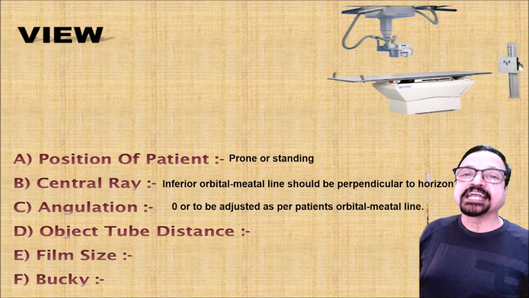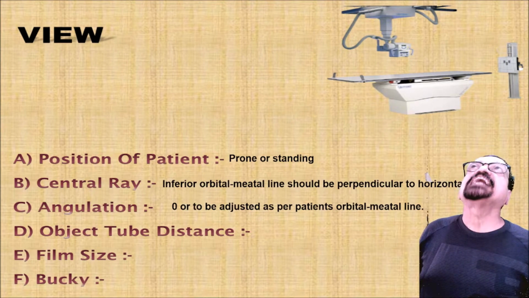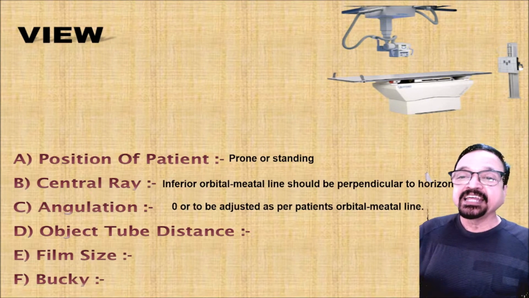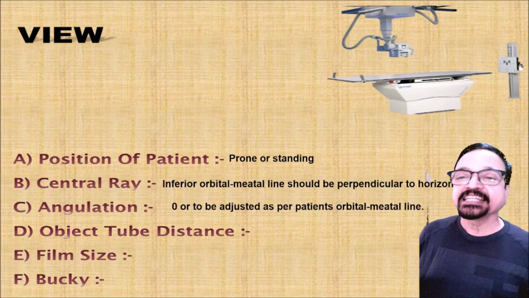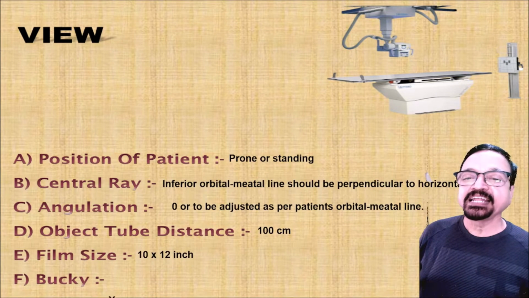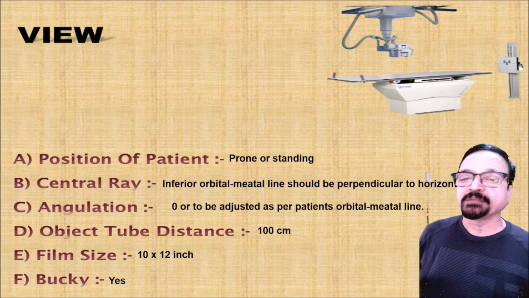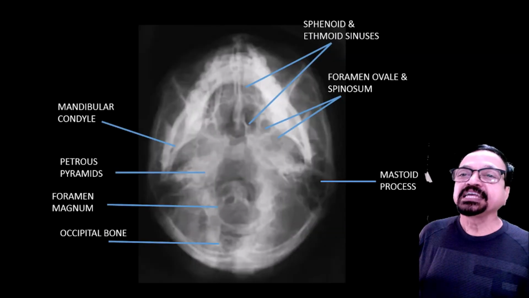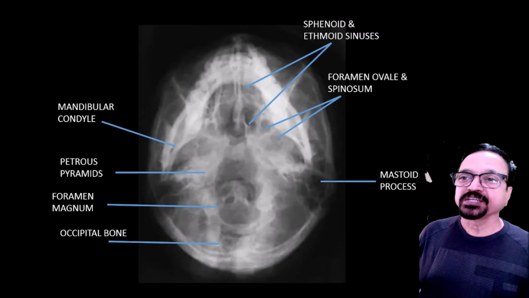Now this depends on the extension of the neck. Often the patient cannot extend the neck. It cannot be made an angle of 90 degrees. In that condition again, you will have to take care that the angle can be compensated by the tube angle. That is possible. Distance is 100 centimeter, then cassette is 10 by 12 or whatever is CR plate or digital plate, whatever is available. Here we are seeing the condyles as well as foramen magnum, which should be circular, then ethmoid, sphenoid sinuses, foramina ovale, then mastoid process.